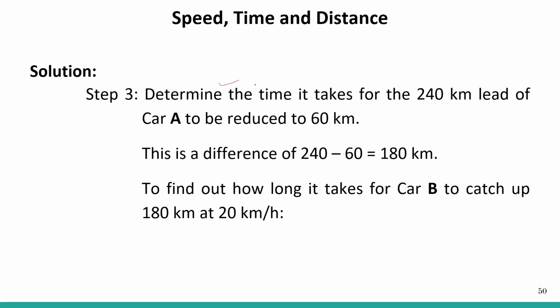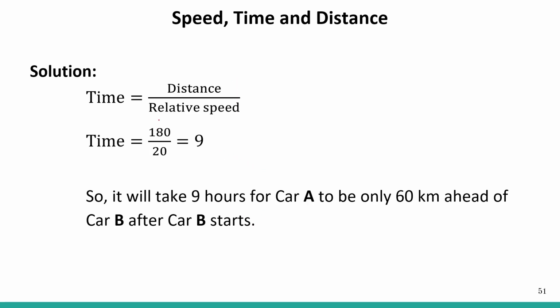So determine the time it takes for the 240 km lead of car A to become a lead of 60 km. So the difference that we want to cover is 180 km. Okay, so to find out how long it will take for car B to catch up 180 km at 20 km per hour, it will be 180 by 20, which is the time that B needs to catch up until there is a 60 kilometer difference between it and car A. Okay, so it will take approximately 9 hours. So 9 hours for car A to be only 60 kilometer ahead of car B.